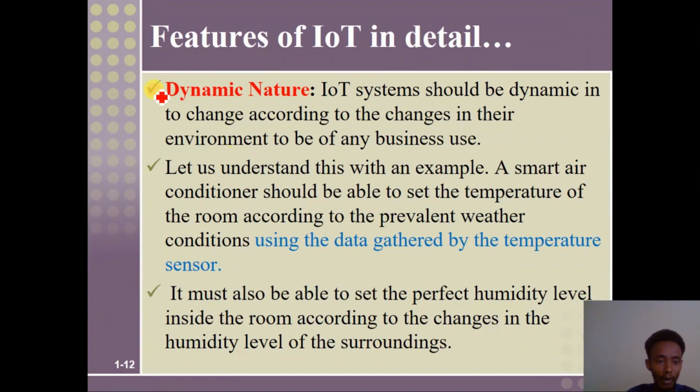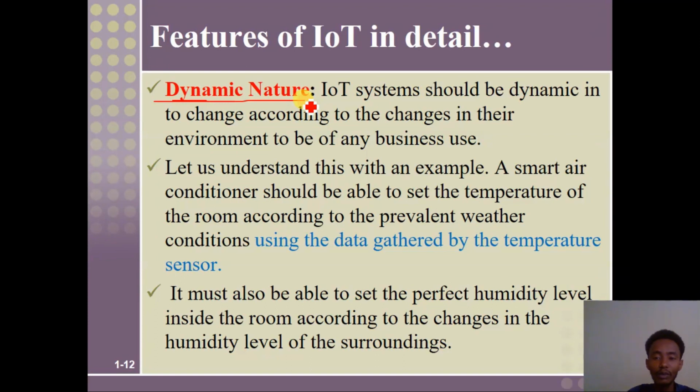Another one is the dynamic nature of the Internet of Things. The Internet of Things has dynamic features. Their behavior is dynamic. They are not static. Their behaviors are not constant. It changes dramatically based on the number of stimuli found in their environments.